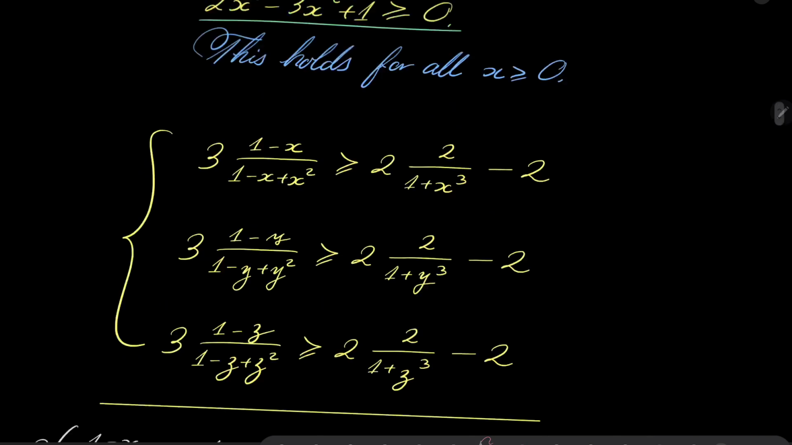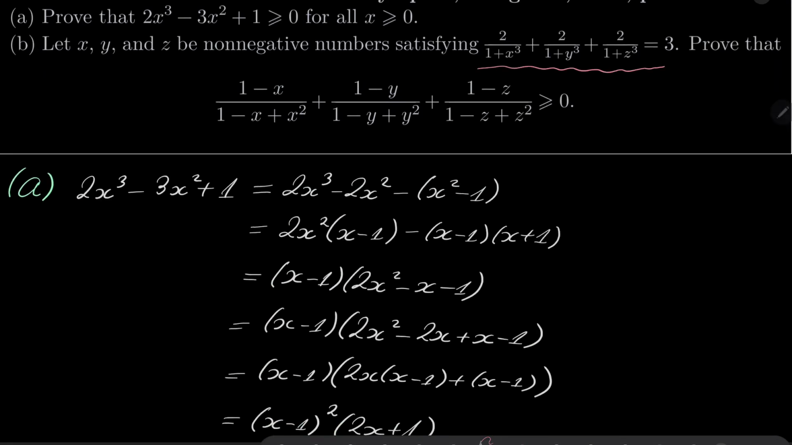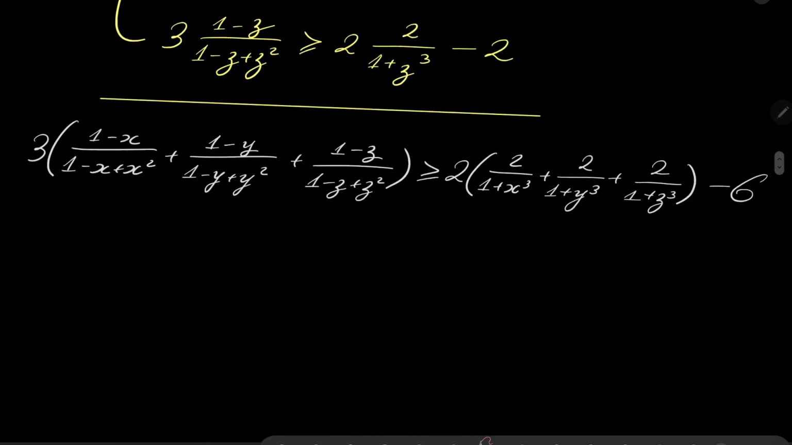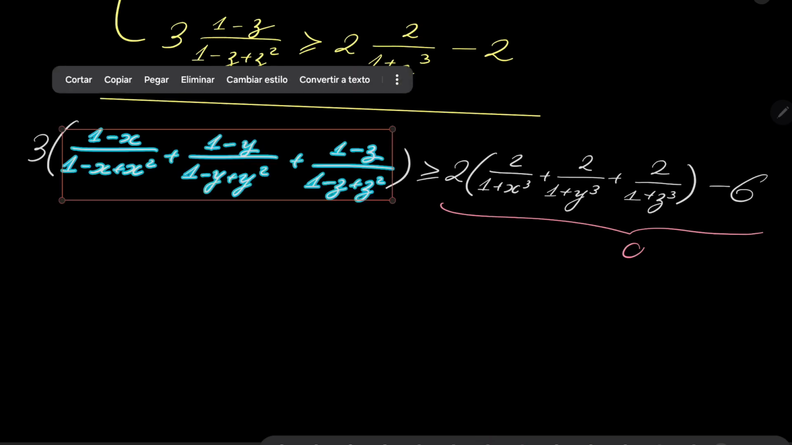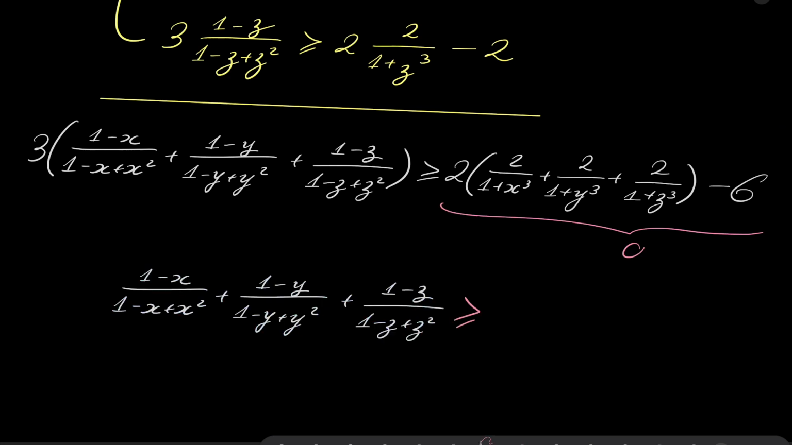And now, if we go back to our assumption, notice that this sum is 3. So on the left-hand side, all in all, the entire right-hand side is just 0. And after division by 3, we have that this sum is greater than or equal to 0, which is exactly what we wanted to demonstrate. And this closes our proof.